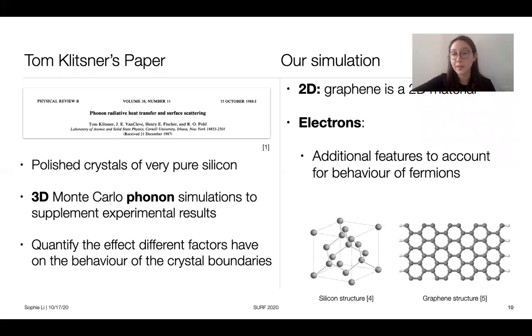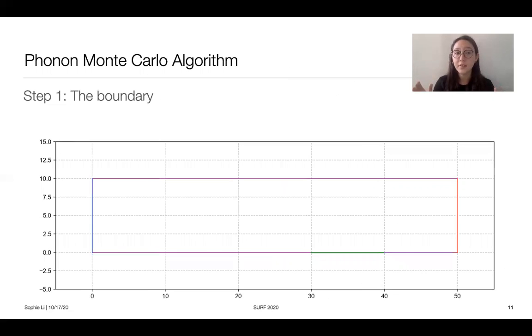Our simulations were quite similar. However, one of the distinct changes we made was to move from 3D to 2D because graphene is a 2D material. And we also included the movement of electrons within the boundary because we also have to account for these within a graphene structure because it has a huge impact on the thermalization. So I'm first going to give you an idea of the main processes that we did within the Monte Carlo algorithm for phonons. And after that, we'll look at the results for the phonons and then look at the changes that we made for the electron Monte Carlo algorithm.